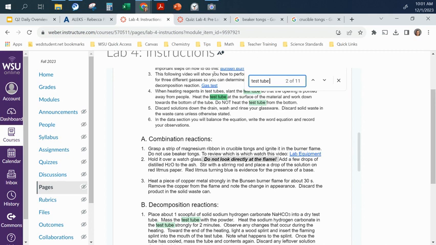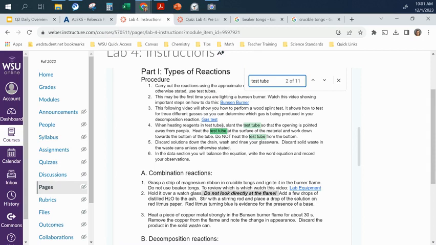Here we go. When heating reagents in test tubes, slant the test tube so the opening is pointed away from people, so that if it comes out of the test tube, it's not pointing at them. Heat the test tube at the surface of the material and work down towards the bottom. Do not heat the test tube from the bottom.